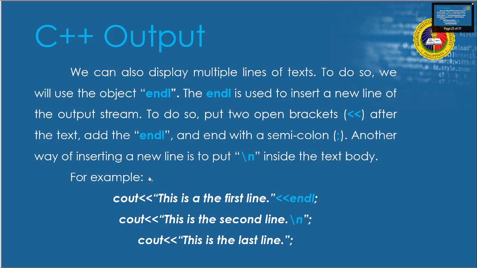For example, this is the first line, and then we end it with two open angle brackets and then endl. So endl, letter L, and then a semicolon. So this will allow us to add multiple lines. Okay, so let's check.